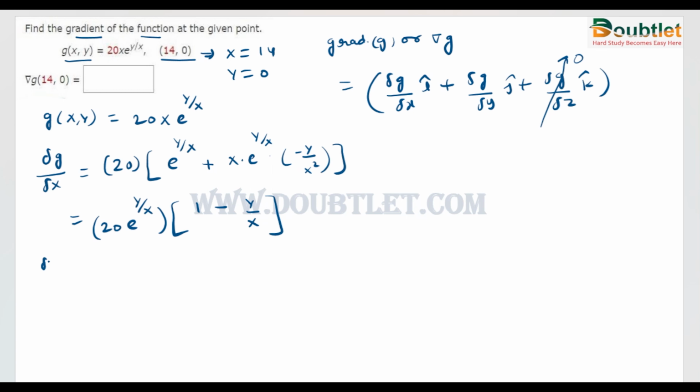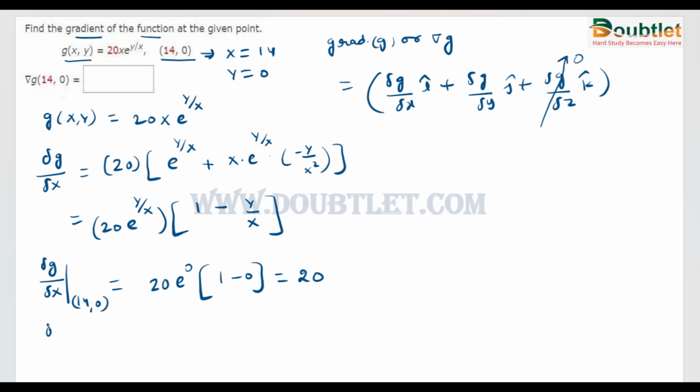So if we want to find del g divided by del x at this point, meaning 14, 0, we need to put y is equal to 0 and x is equal to 14. So it will become e to the power 0, and it will become 1 minus 0. So basically it is 20.